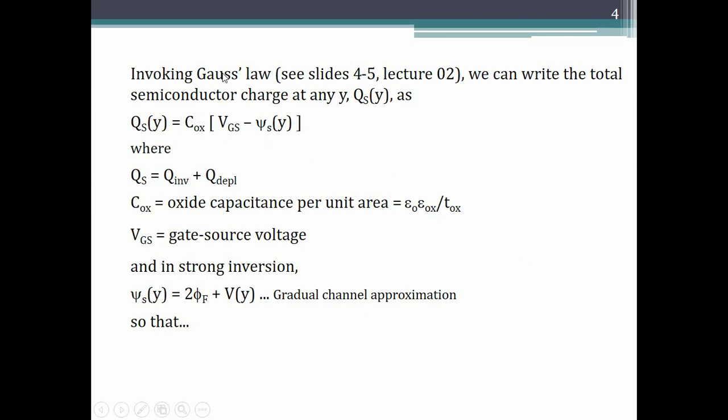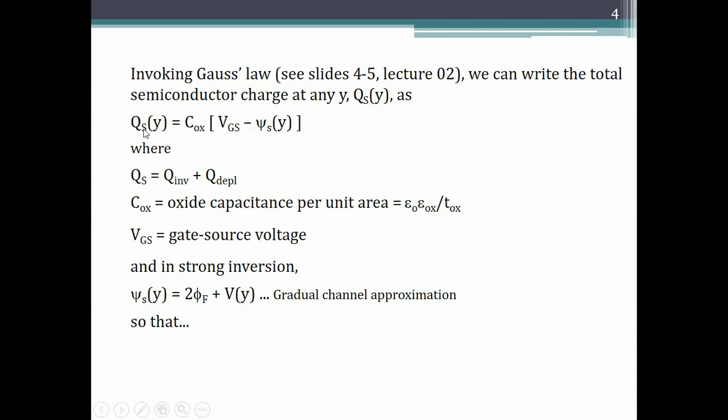Okay. Now we invoke Gauss's law, which we had seen in the last lecture. As we had seen last time, it is Q equal to CV. So Q S, the total semiconductor charge, is equal to the oxide capacitance times VGS minus psi s. QS is the charge per unit area, Cox is the capacitance per unit area, VGS is the gate source voltage, and psi s is the potential at the surface of the semiconductor.